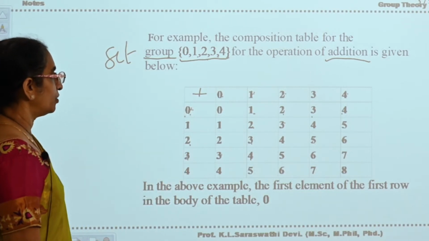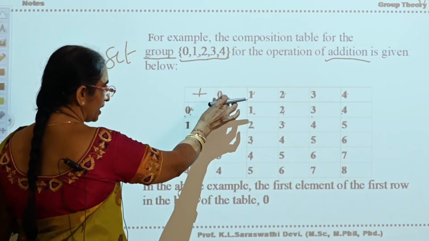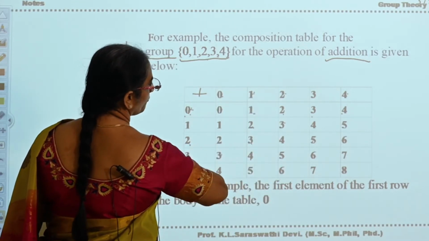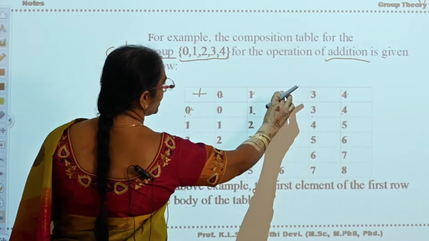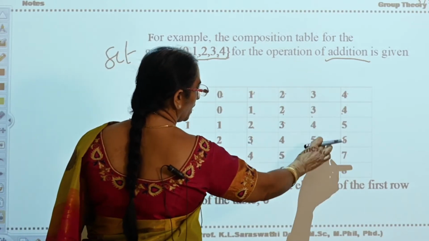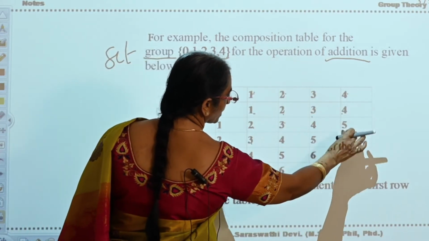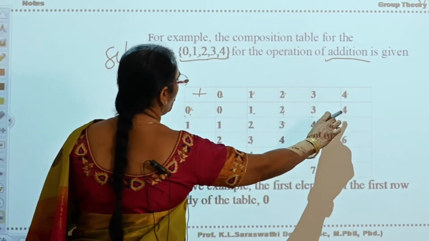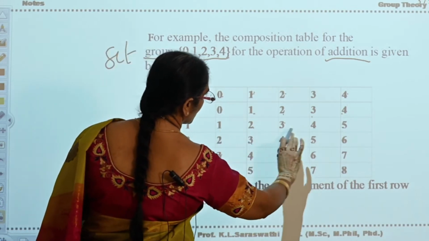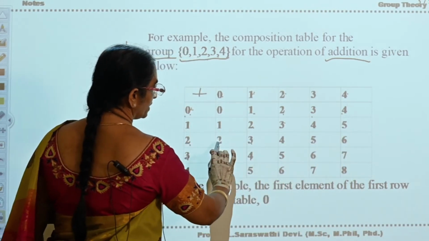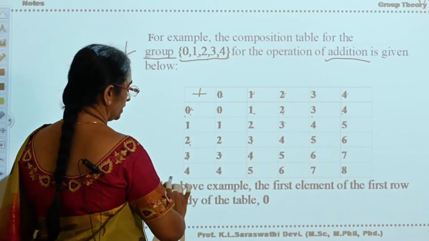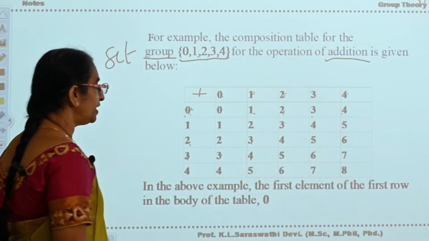Now this is the column headed by 0. This is the column headed by 1. This is the column headed by 2. This is the column headed by 3. This is the column headed by 4. Similarly, this is the row headed by 0. This is the row headed by 1. This is the row headed by 2. This is the row headed by 3. This is the row headed by 4.